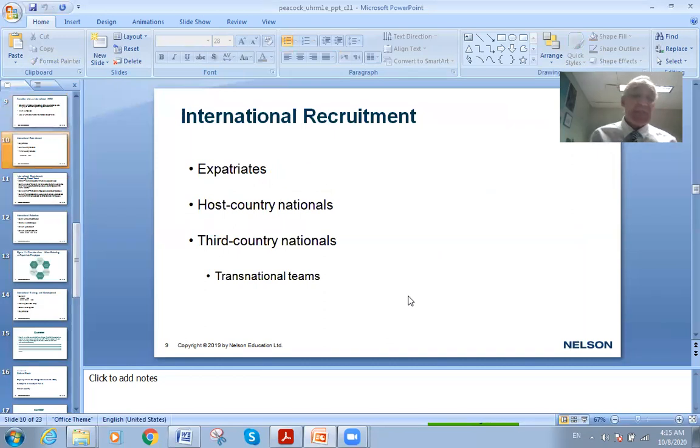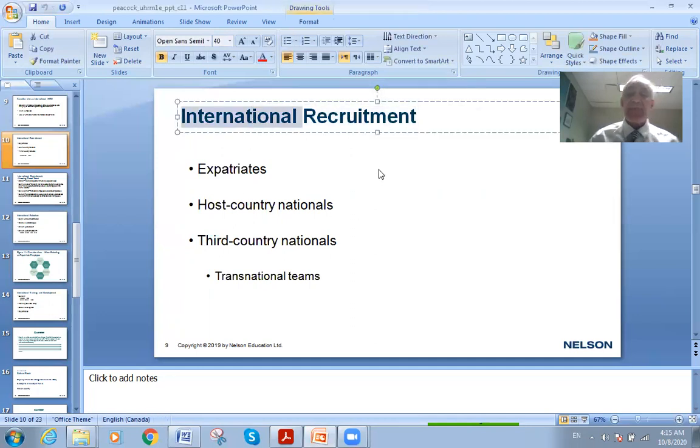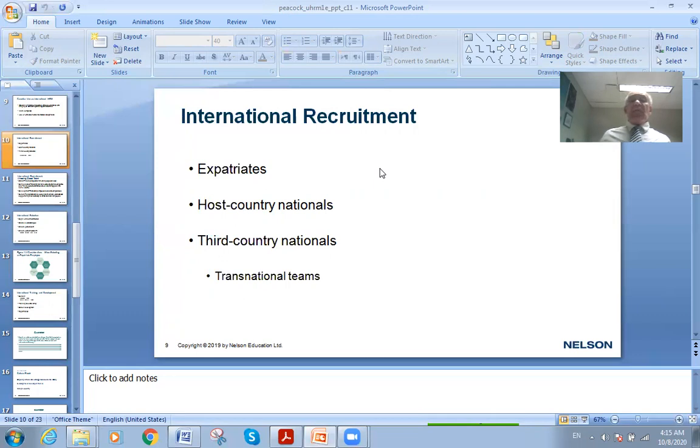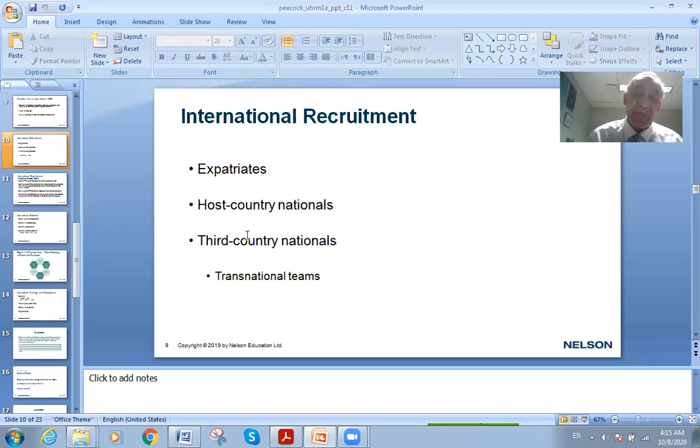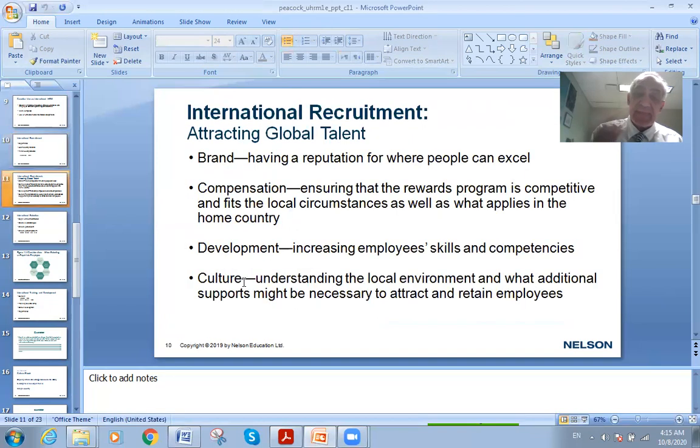International recruitment. Okay, we heard the word recruitment before, but we didn't hear the word international. Recruitment is to get employees to work for you. This is the recruitment. International means you will bring them from overseas to work in your company. Okay. Host country nationals or third country nationals, the people from a third country or from the host country, or transitional teams. Let's see this.